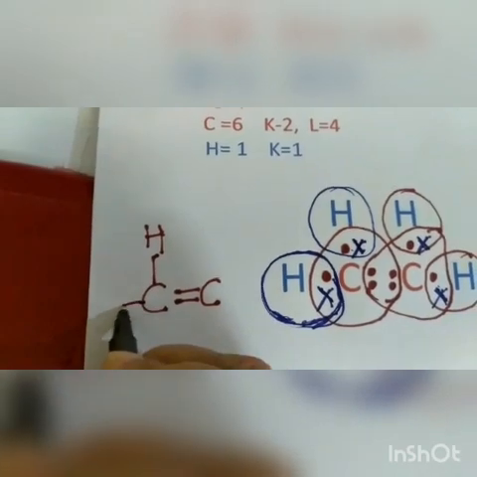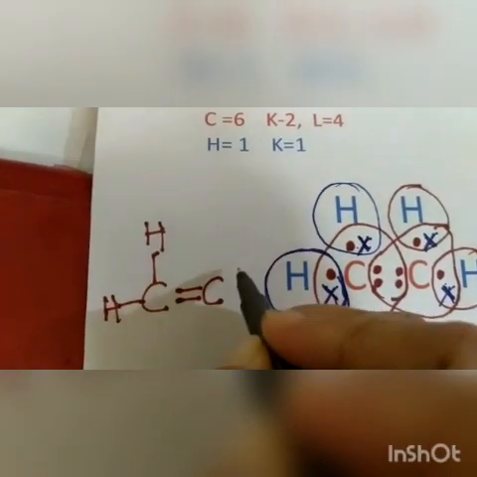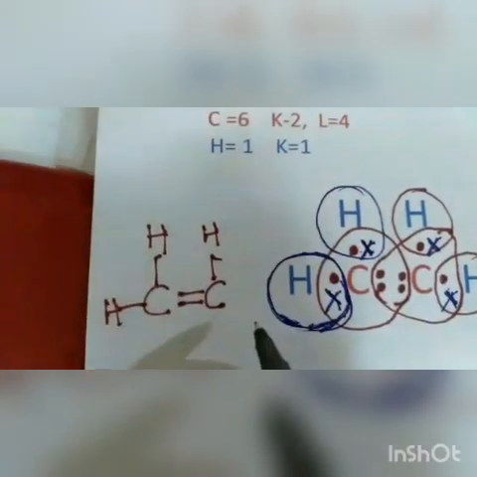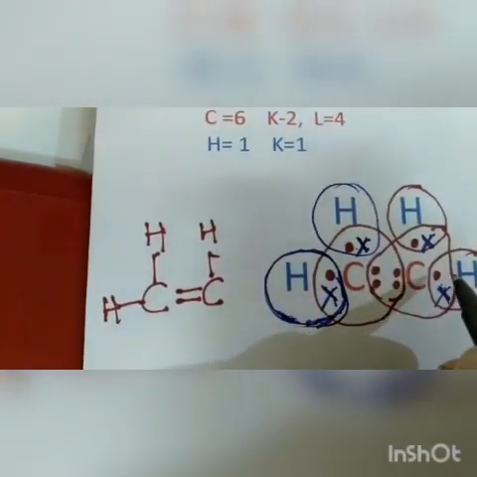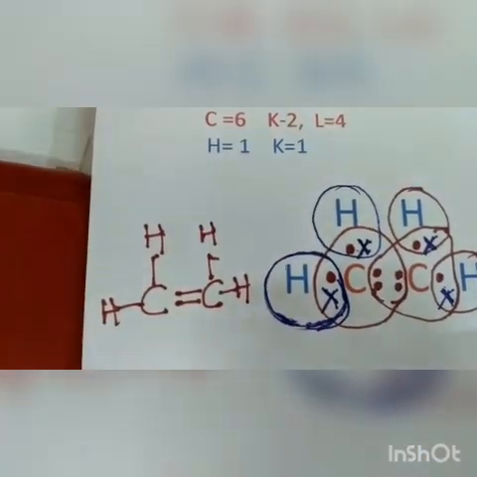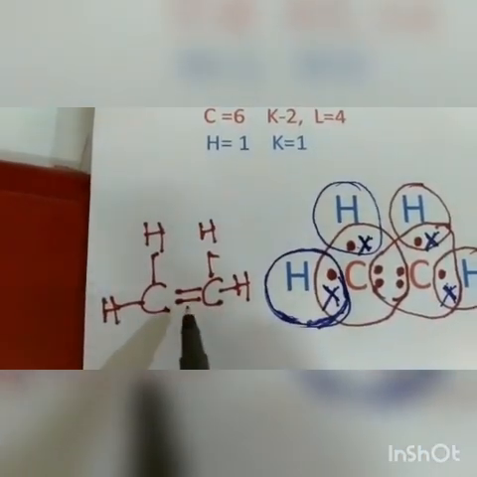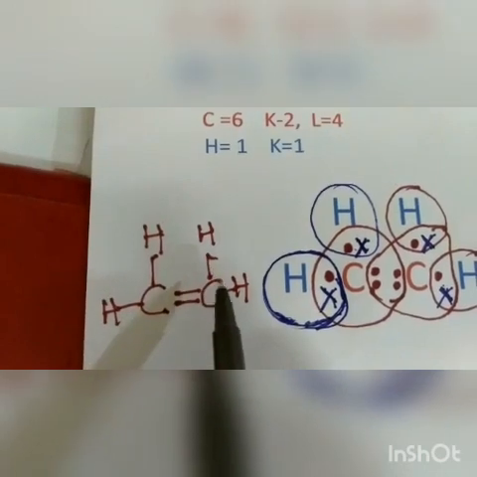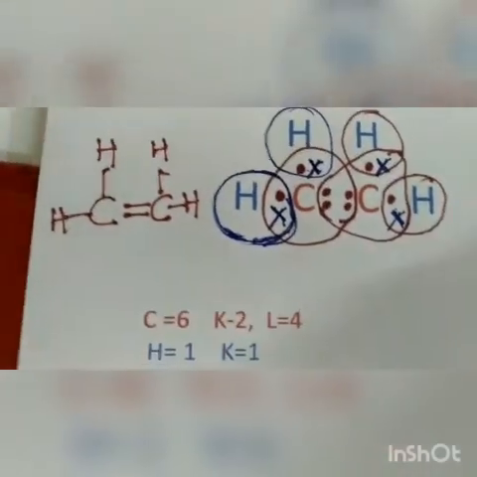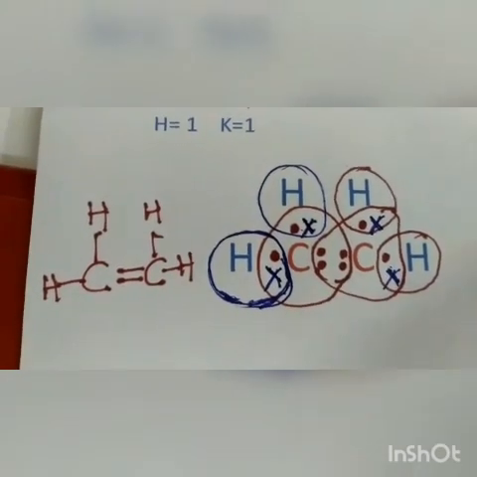1 electron. Here this second carbon and hydrogen have also shared 1 electron, and this carbon and this hydrogen have also shared 1 electron. So here between carbon and carbon there are double bonds, and between carbon and hydrogen there is always a single bond. I hope it is clear to everyone.